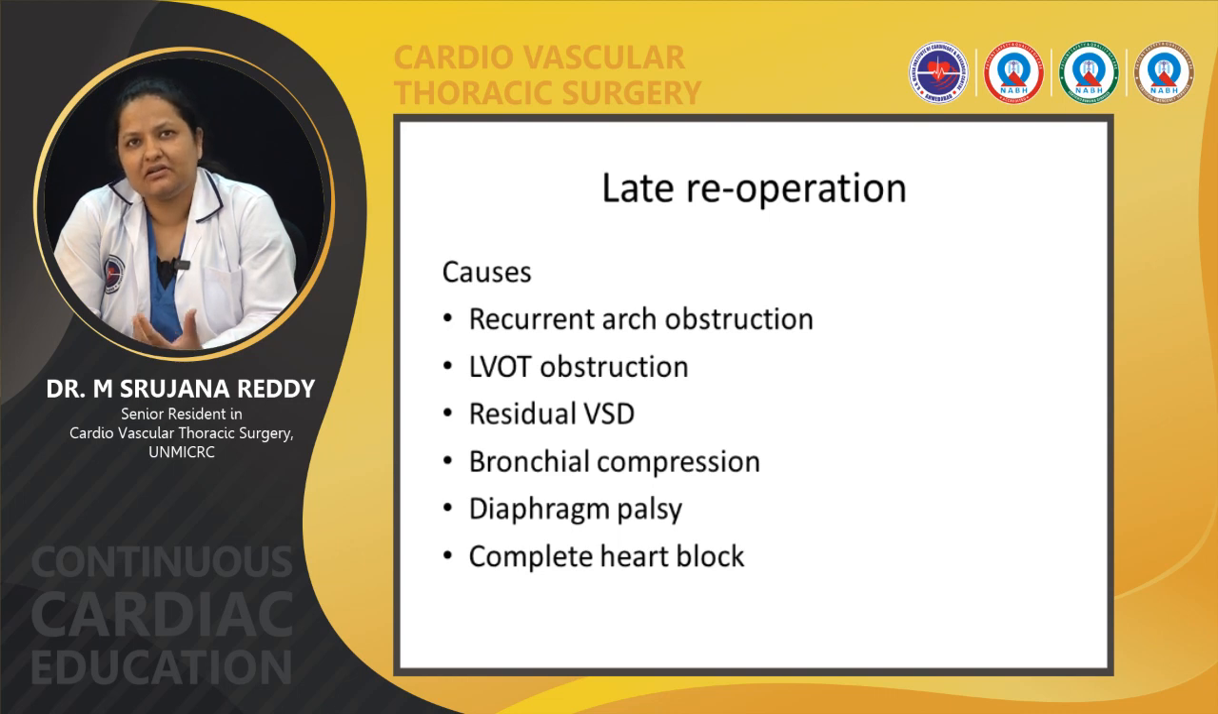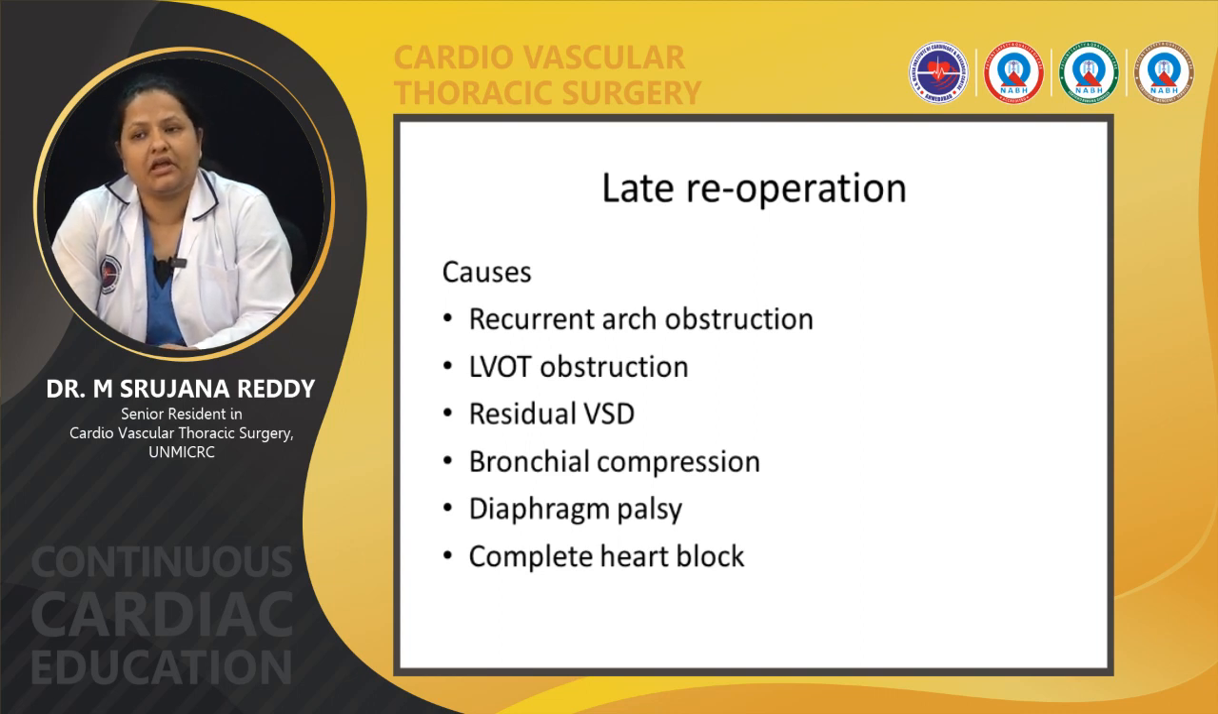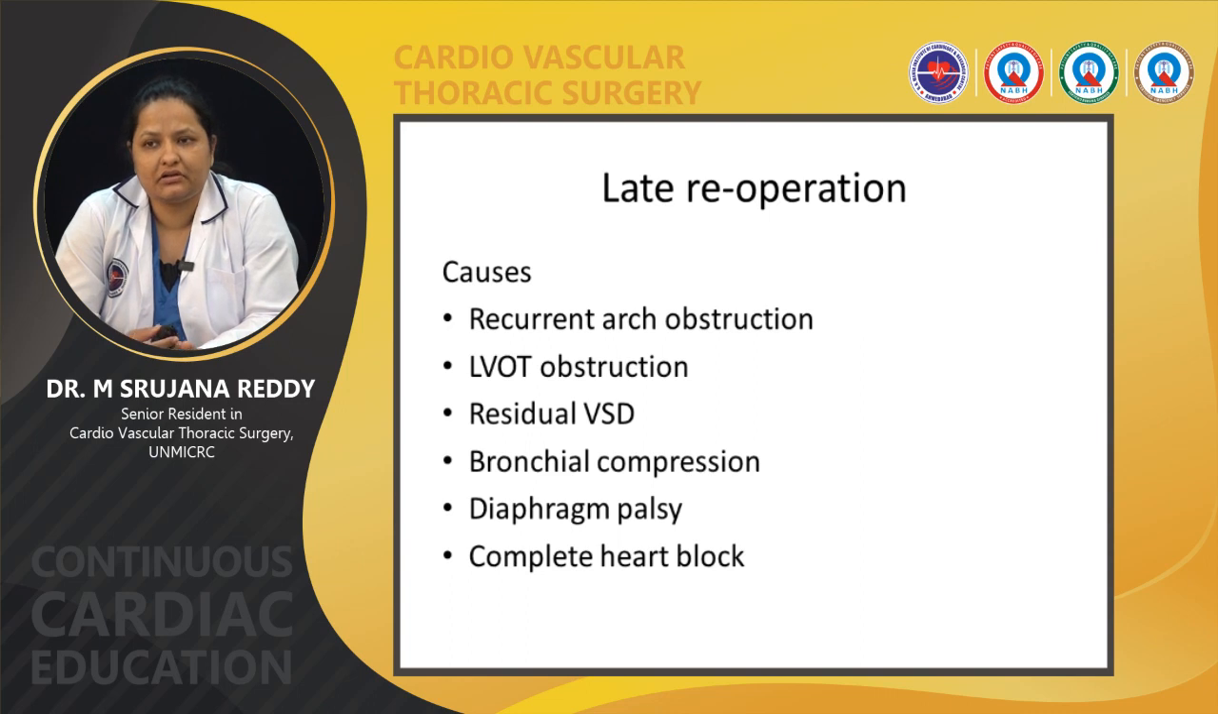The immediate complications are usually bleeding, due to extensive dissection and the arch repair, which needs to be tackled accordingly. There is also the possibility of damage to the phrenic nerve or the recurrent laryngeal nerve, so we have to be very careful in preserving them while performing the surgery.